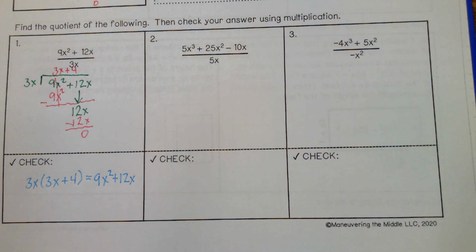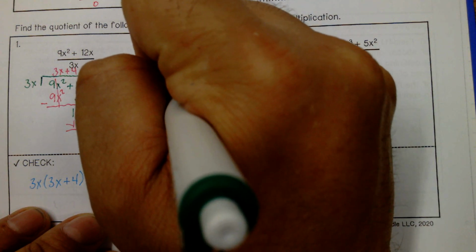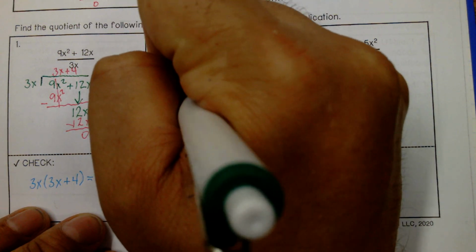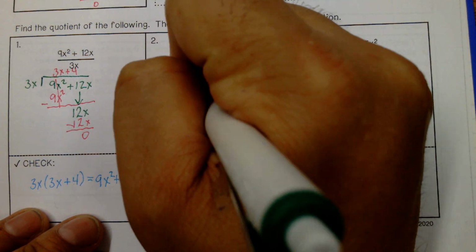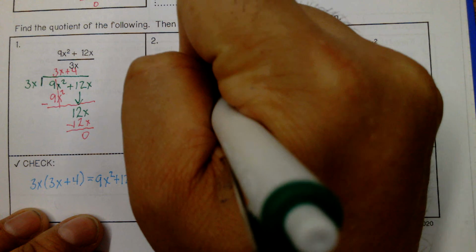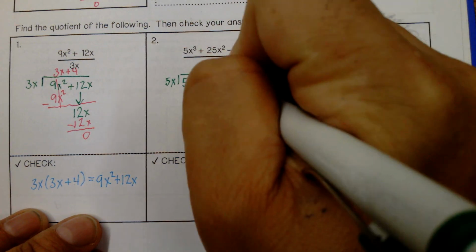Okay. All right. Let's try something a little more challenging. So this time we're going to see how many times 5x goes into 5x cubed plus 25x squared minus 10x.